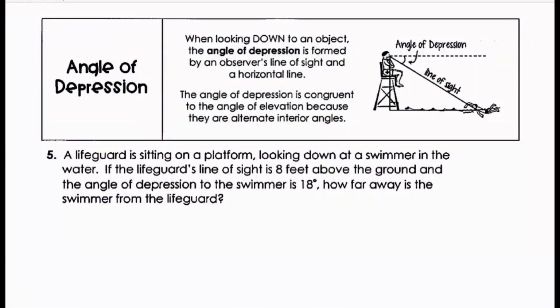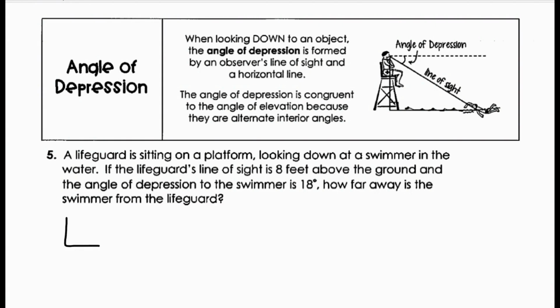Now looking at angle of depression problems, remember angle of depression problems occur when I look down to an object, and the angle of depression is congruent to the angle of elevation because they're alternate interior angles. So number 5, a lifeguard is sitting on a platform looking down at a swimmer in the water. If the lifeguard's line of sight is 8 feet above the ground and the angle of depression to the swimmer is 18 degrees, how far away is the swimmer from the lifeguard?